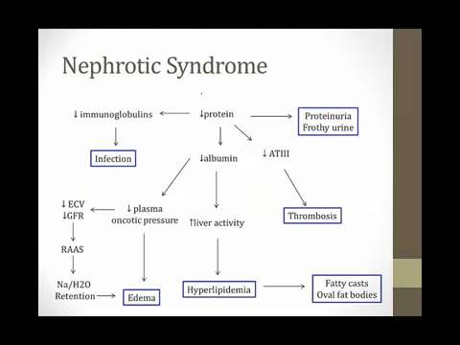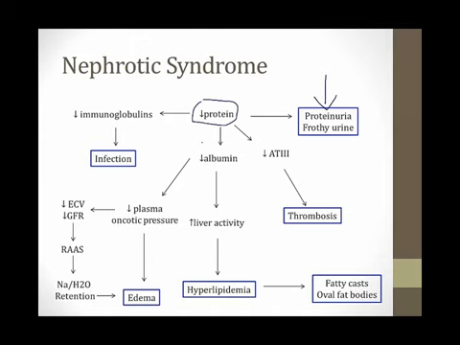Let's start by reviewing the pathophysiology of the nephrotic syndrome. The primary problem in the nephrotic syndrome is that protein is lost in the urine, and as a result there are low protein levels found throughout the body. The protein loss in the urine leads to proteinuria and frothy urine, which are characteristic findings.